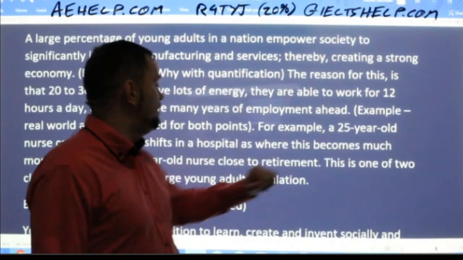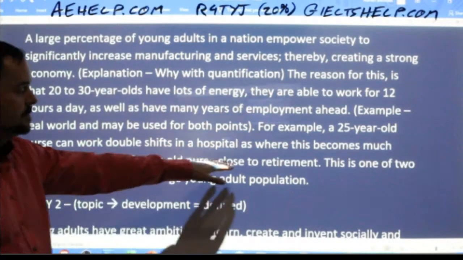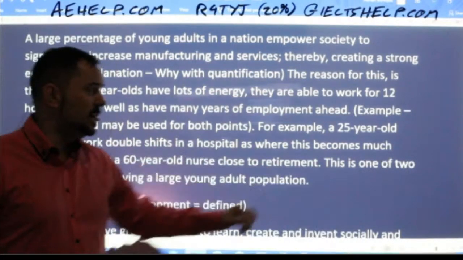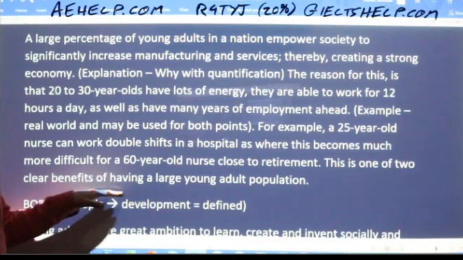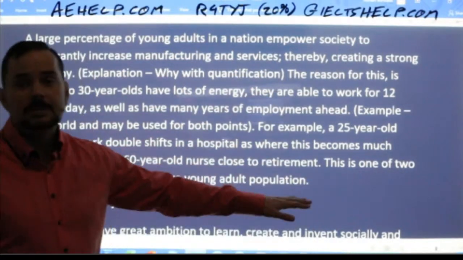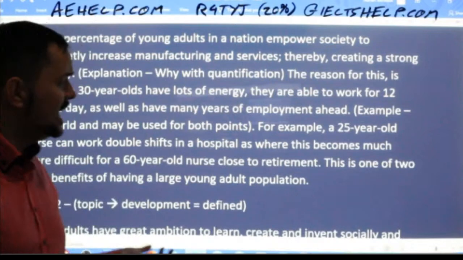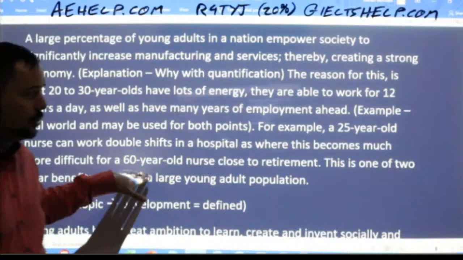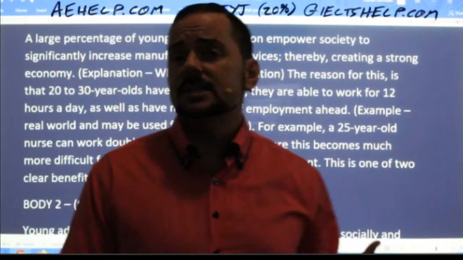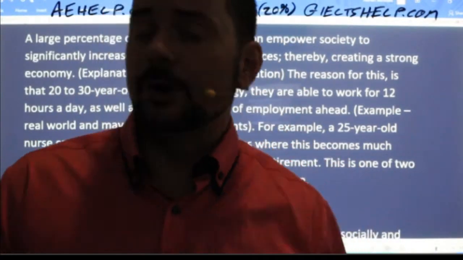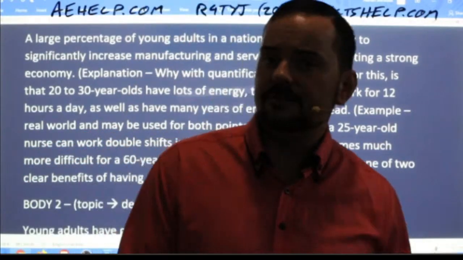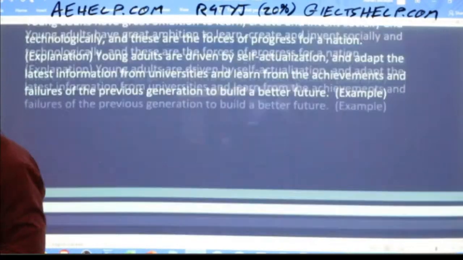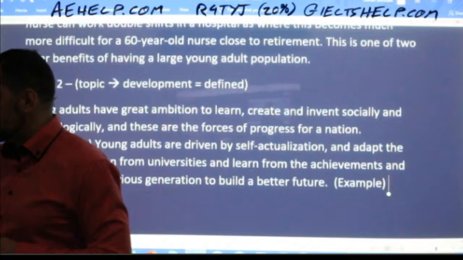For example, a 25-year-old nurse can work double shifts in a hospital, whereas this becomes much more difficult for a 60-year-old nurse close to retirement. This is one of two clear benefits of having a large young population. So here, ask yourself, what can a 25-year-old nurse do better than a 60-year-old nurse in the hospital today? Of course, a 60-year-old nurse will bring with him or her experience, but the 25-year-old nurse will bring something else, okay? So what does the 25-year-old nurse bring to the hospital? All right.